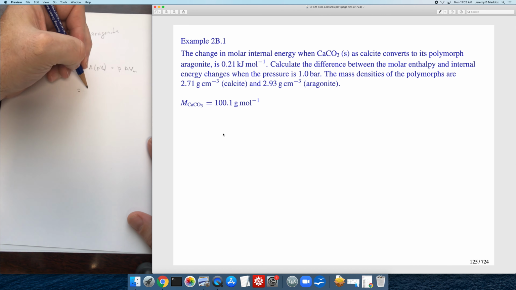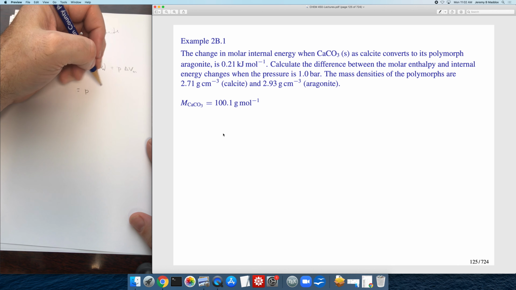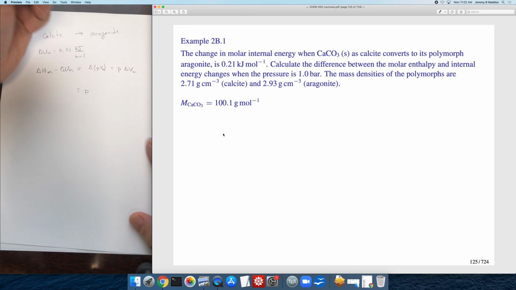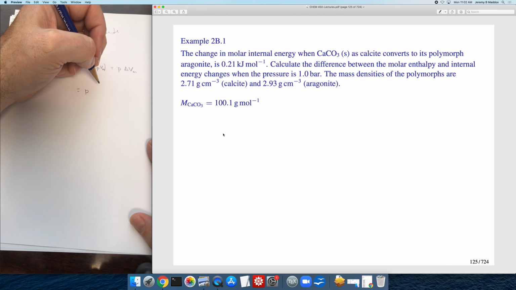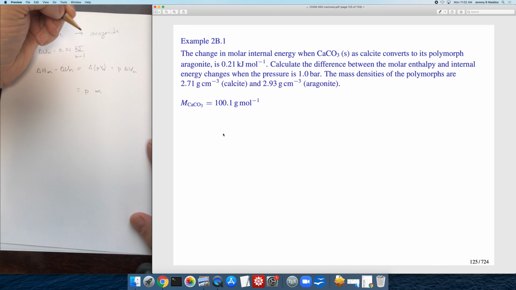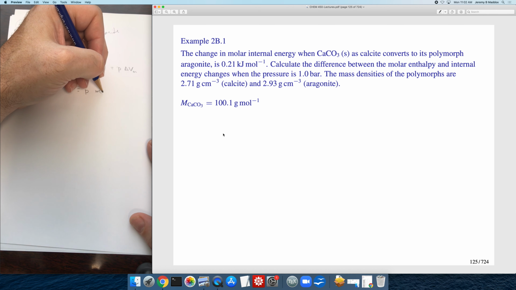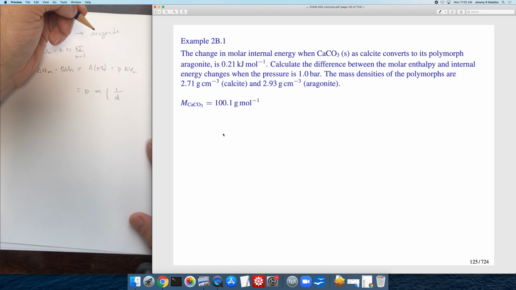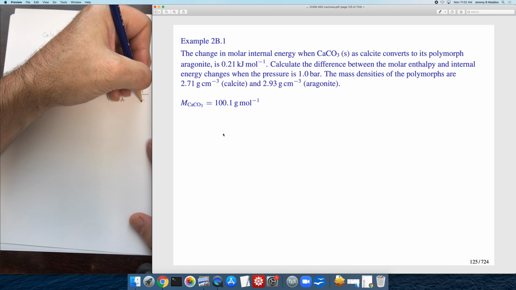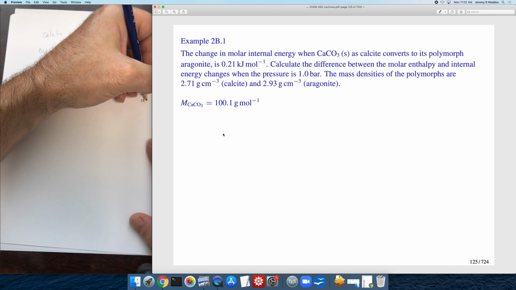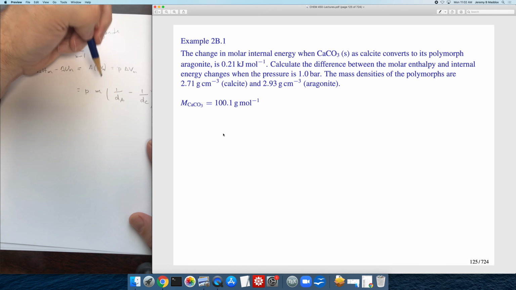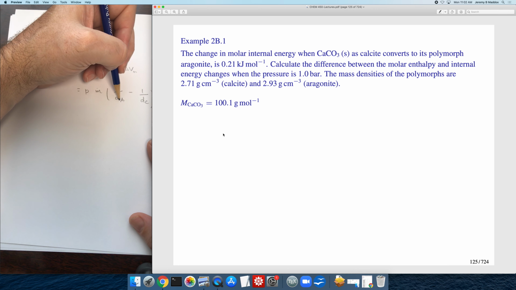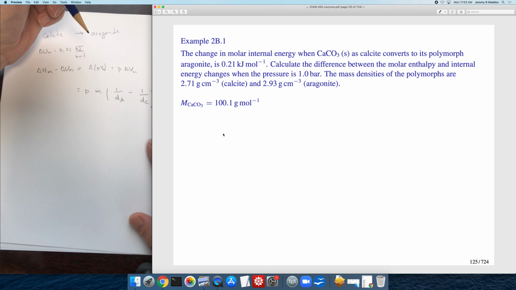So we can write the change in the molar volume as the mass of the calcium carbonate times 1 over the density of the aragonite, I'll just call it A, minus 1 over the density of the calcite, call that C. So this is going to be mass, and then we have mass over volume, and so we want to divide that by the molar mass.